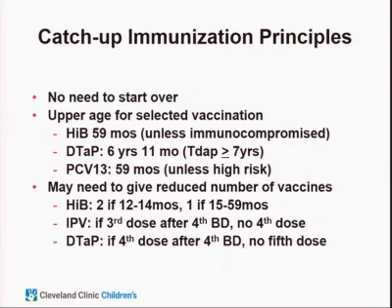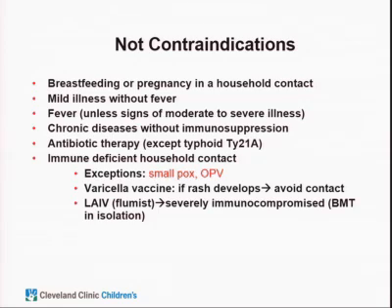And then you also may need to give a reduced number of vaccines. For example, for Hib vaccine, you only need to give 2 doses if you start the series at between 12 and 14 months, and only 1 dose if between 15 and 59 months. This is for catch-up immunization. For IPV, if you give the 3rd dose after the 4th birthday, you don't need to give a 4th dose. And for DTaP, if the 4th dose is given after the 4th birthday, there's no 5th dose needed, okay? So those are just some quick things to keep in mind.